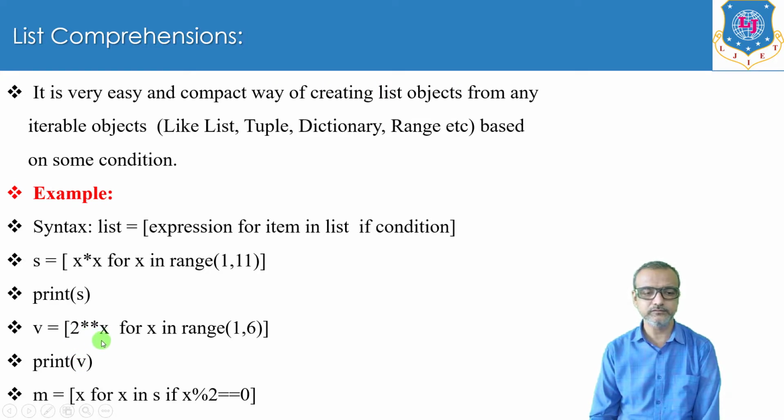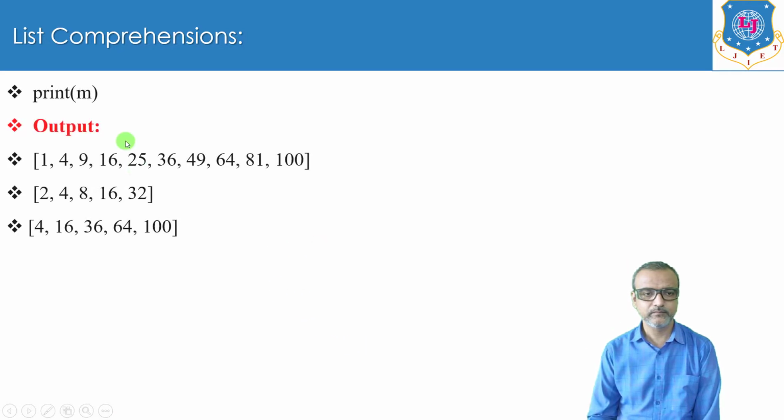Now m equals to x for x in S if x modulo 2 equals to 0. So what will this modulo operator do? It will just give us the remainder on dividing x by 2. So indirectly over here it will give us even numbers. So if this condition is satisfied, then in m we will have even numbers. Print m. So what will be the output?